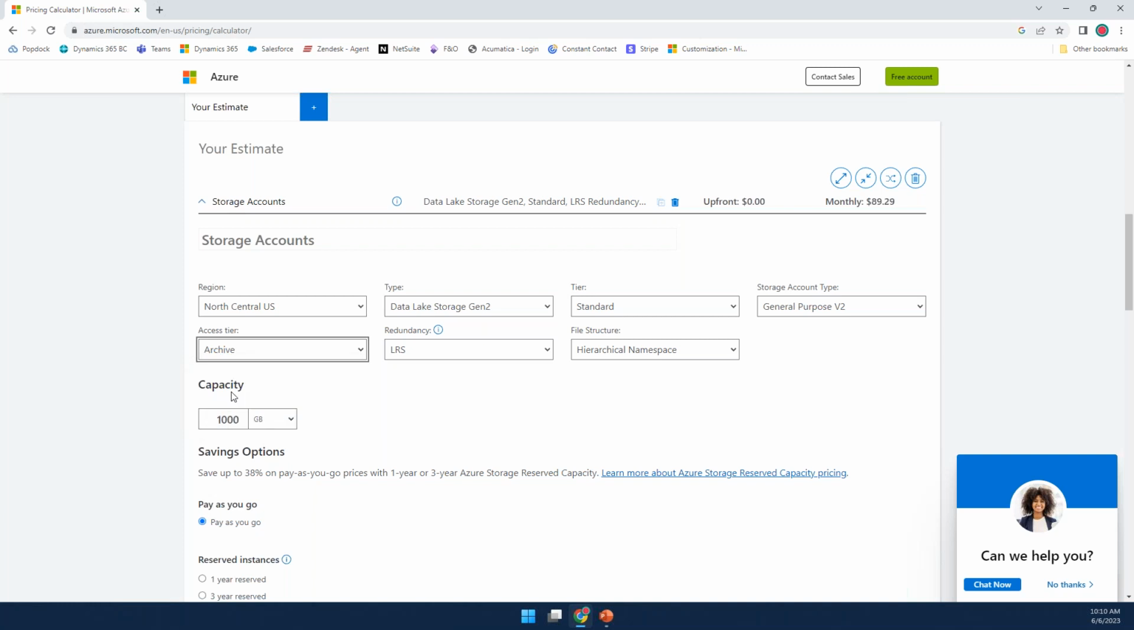What if we choose archive? Archive actually goes up. This is kind of interesting because it's kind of a back burner where there may be more manual processes that need to run to actually get the data. So for my purposes, I'm going to recommend that you do hot.